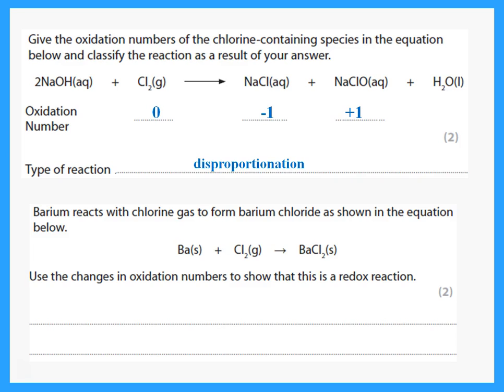This question says, use the changes in oxidation number to show that this is redox. Again, the barium changed from 0 to +2. Barium is in group 2. Chlorine changed from 0 to -1. So barium was oxidized and chlorine was reduced.